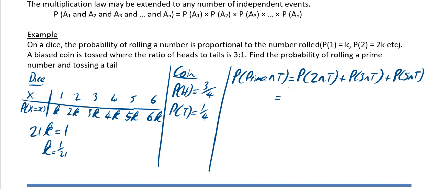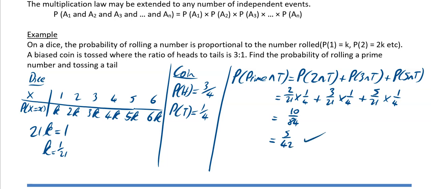So 2 and a tail is going to be 2 over 21. The probability of getting a tail is a quarter. So I've said and, so that's 2 and a tail. When you say and, you multiply. Or I've added, I could get a 3, so 3 over 21 and a tail. So I multiply a quarter. Or, so I've said or, so I add, I could get a 5 and a tail, so I multiply, so that's going to be a quarter. So when you do that, you can do it all in your calculator, 2 over 21 times 1 quarter, 3 over 21 times 1 quarter, 5 over 21 times 1 quarter, on your calculator will give you 10 over 84, and if you'd hit it into your calculator, it would have given you 5 over 42. It would do the cancelling for you.